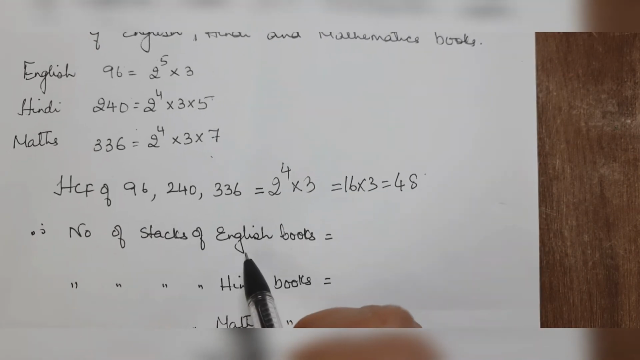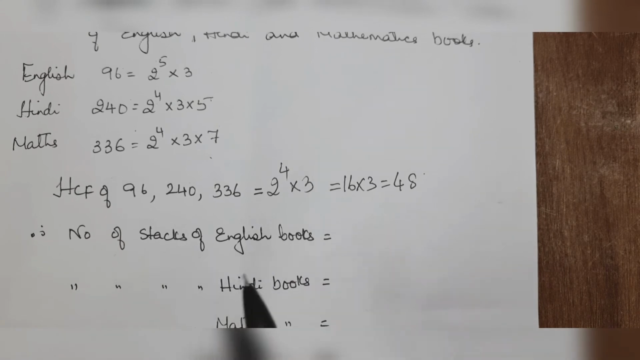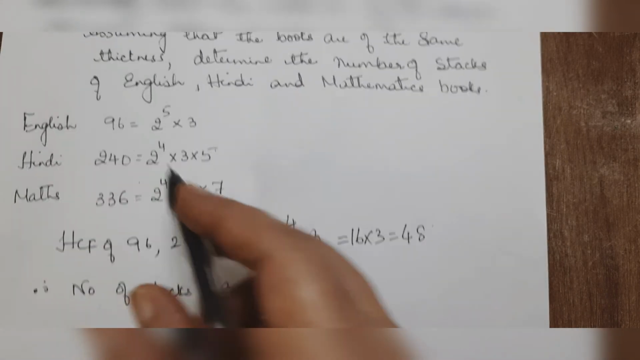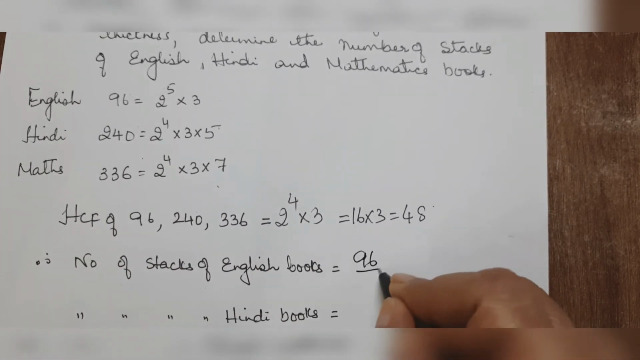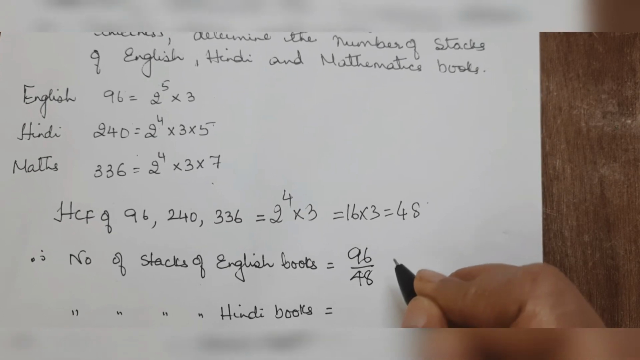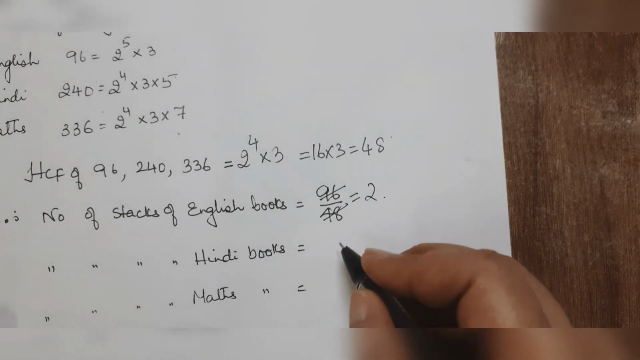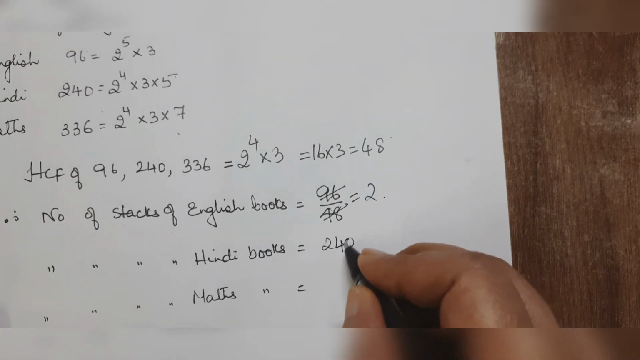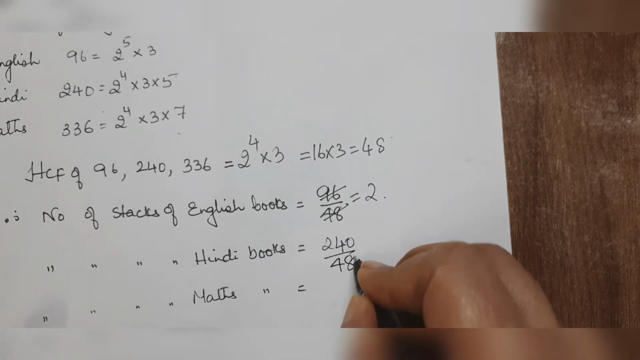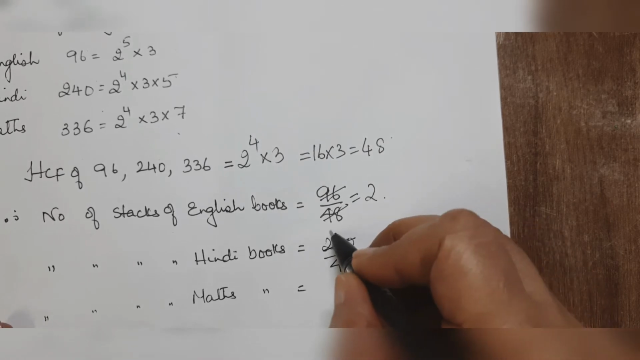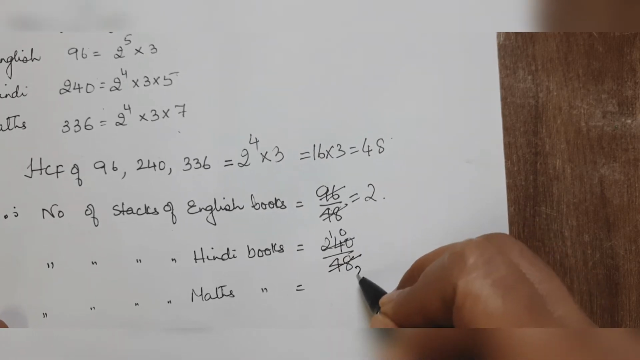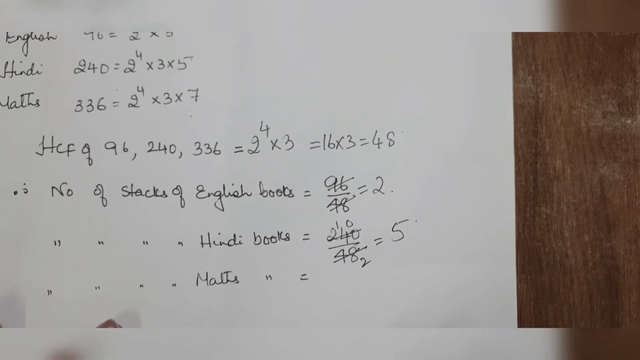Now we have to find out how many stacks of English books can be formed. How many English books are there? 96 by 48. So cancel, you will get 2 stacks. And that of Hindi, 240 divided by 48. So 24, 2 times. So that will be 5 stacks.